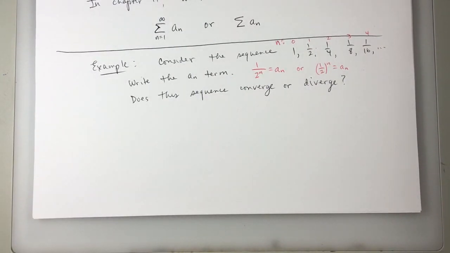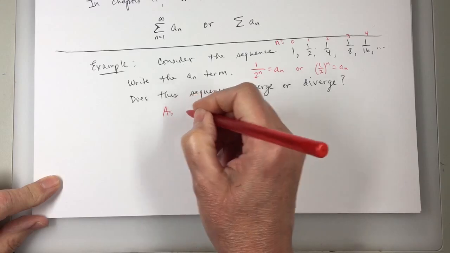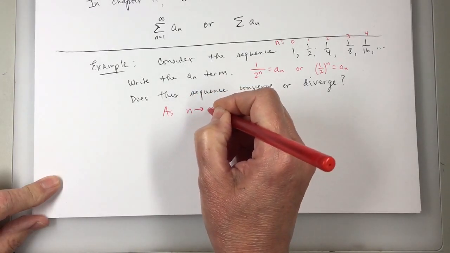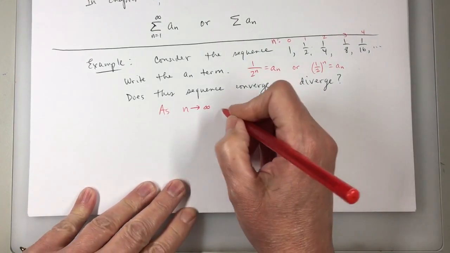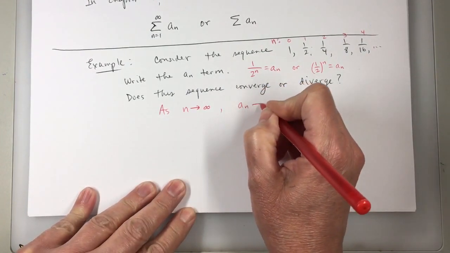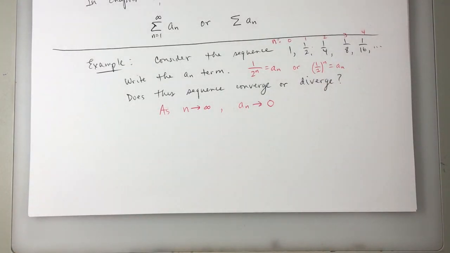And then, does the sequence converge or diverge? As n approaches infinity, what is happening to this sequence? A sub n goes to 0. A sub n is going to 0. The denominator is getting bigger and bigger and bigger. The numerator staying a 1. So the whole fraction is going to 0.